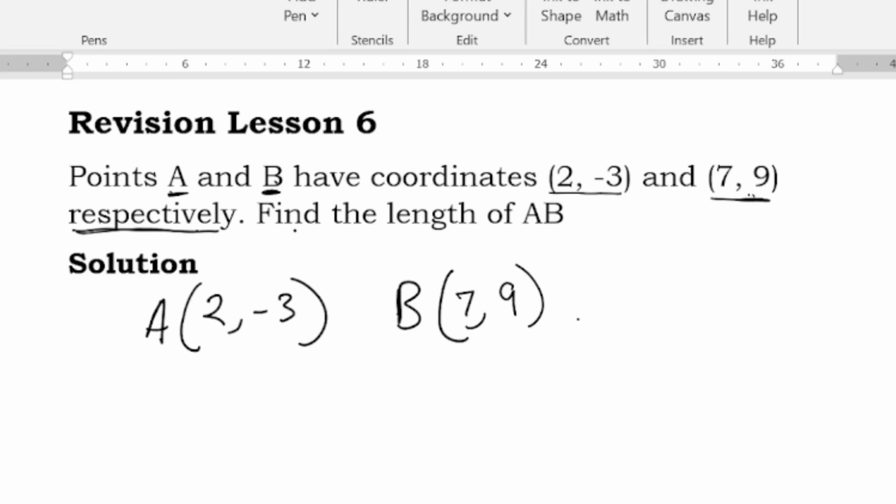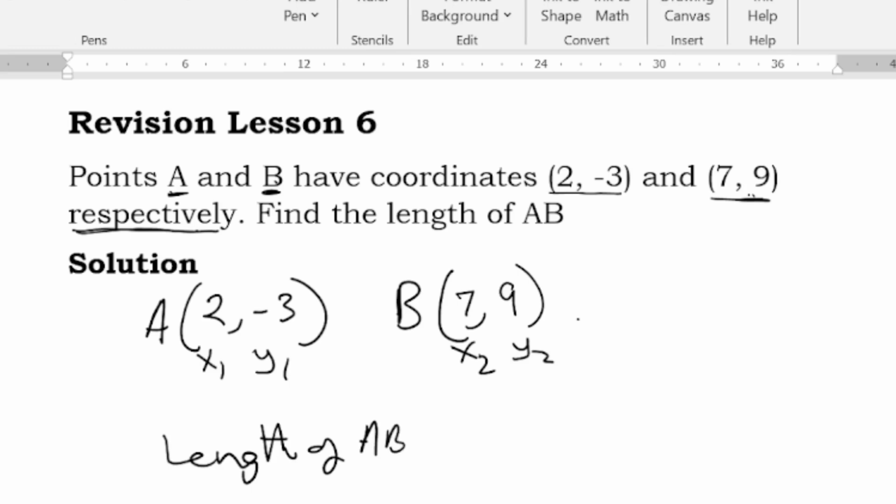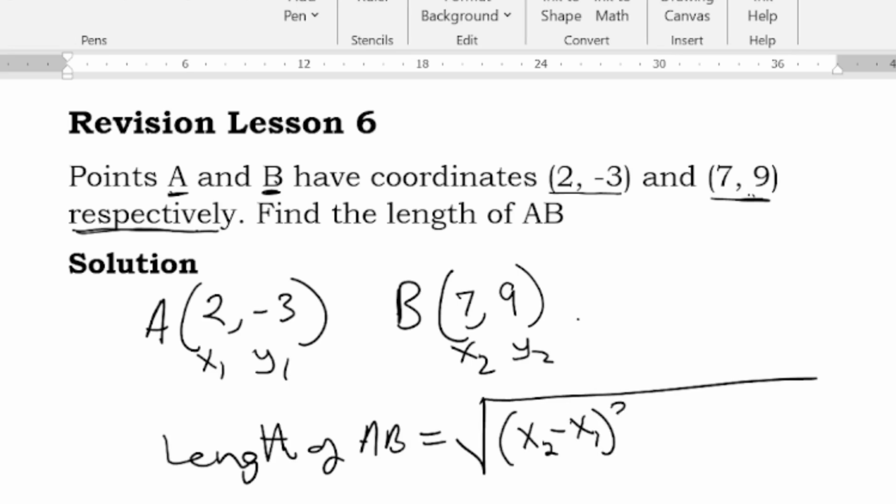So we're saying find the length of AB. To find the length of AB, we need to use the distance formula. Since there are two points, we're going to say this is x1 and y1, and this is x2 and y2. Then the length of AB is equal to the square root of (x2 minus x1) squared plus (y2 minus y1) squared.